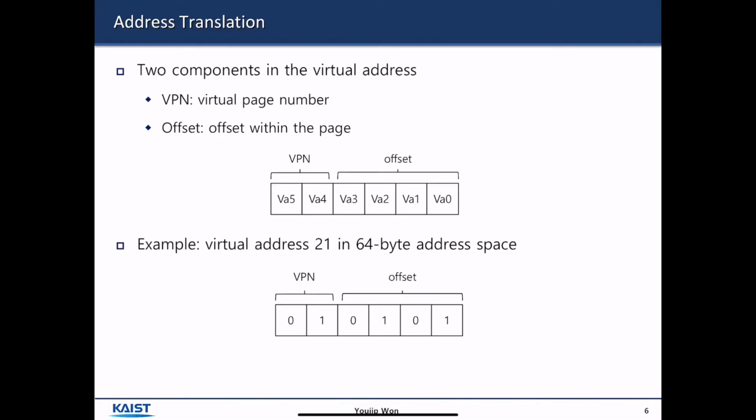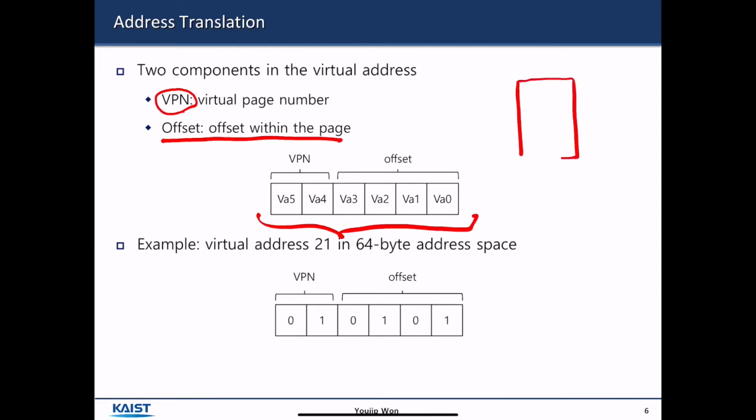Because there is a discrepancy between the virtual page and the physical frame in which the virtual page is located, we need a mapping or a translation layer. So there are 2 components in the virtual address. First one is the virtual page number, and then the offset within the page. Let's consider this 6-bit address space. Because we have 4 virtual pages in each virtual address space, we need 2 bits to represent the virtual page number, and then there are 4 bits of offset.